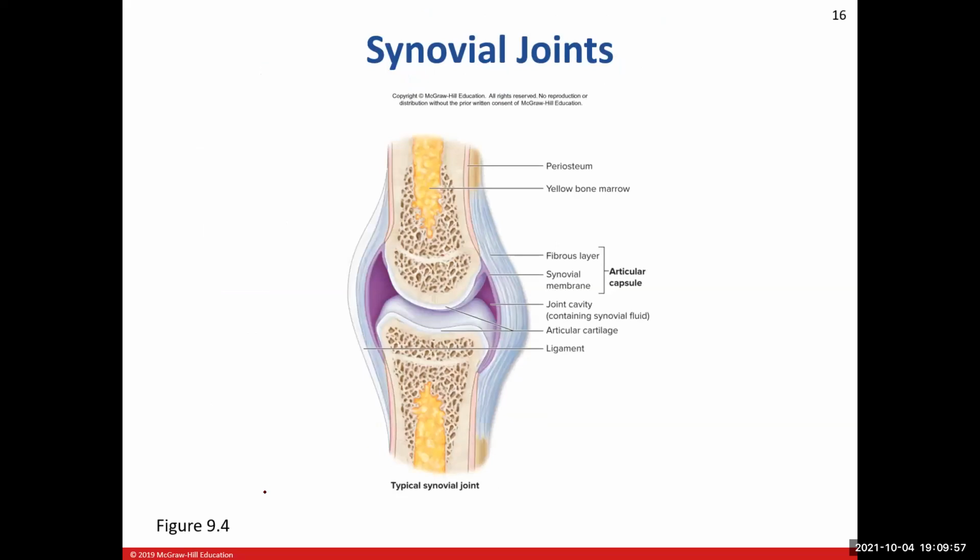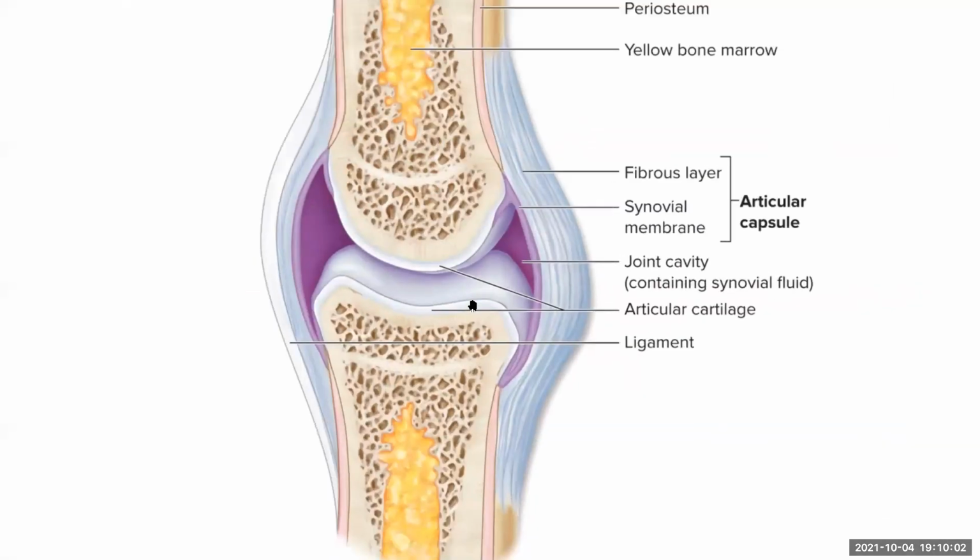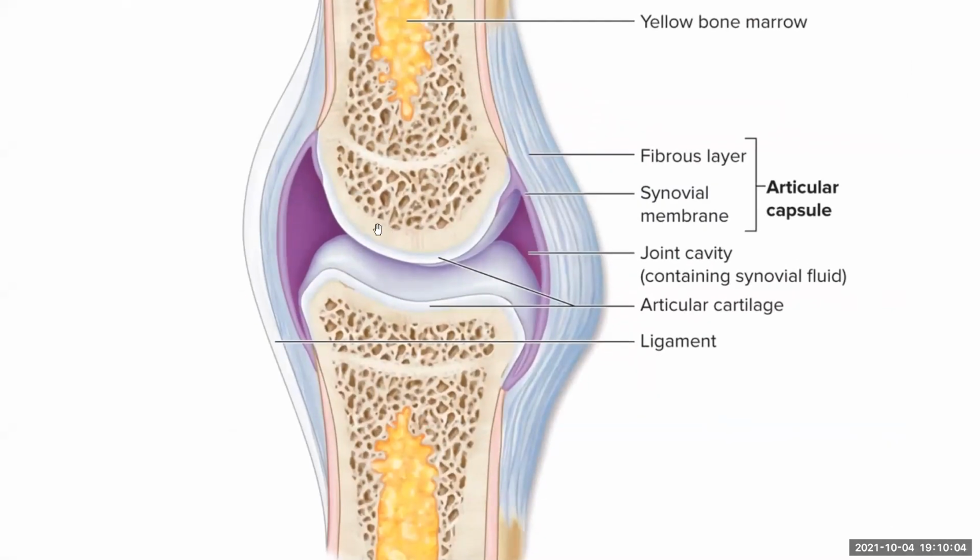So here's a nice picture of our synovial joint. You can see two bones that are articulating with one another. At the ends of these bones, we have our beautiful articular cartilage. Then we have this space, and in that space, we're going to have fluid. You can see where this purple is, that is the synovial membrane. We'll talk about what that does in a moment. And then outside of that, we have this thicker layer of tissue, and that helps make up the joint capsule.